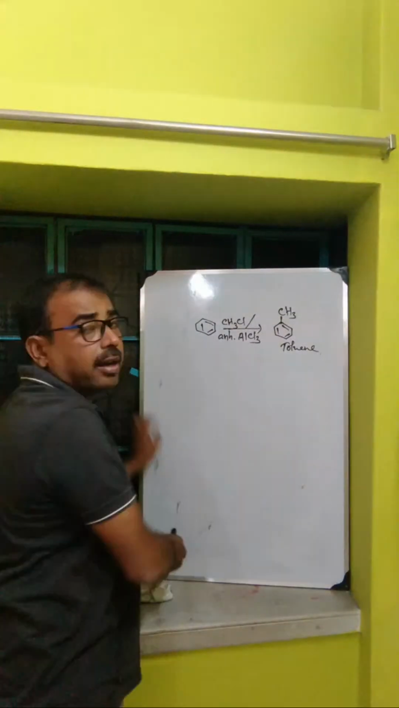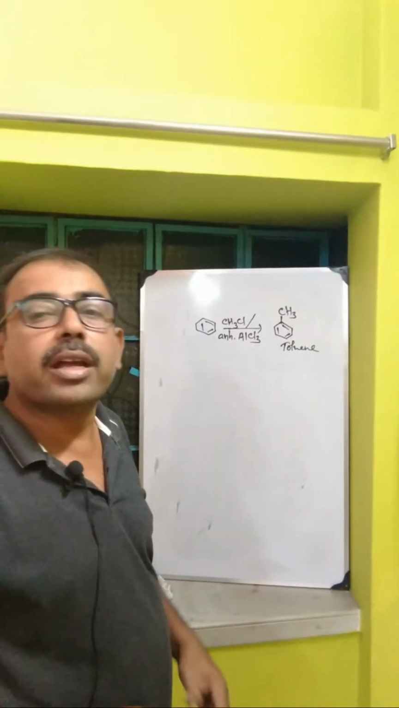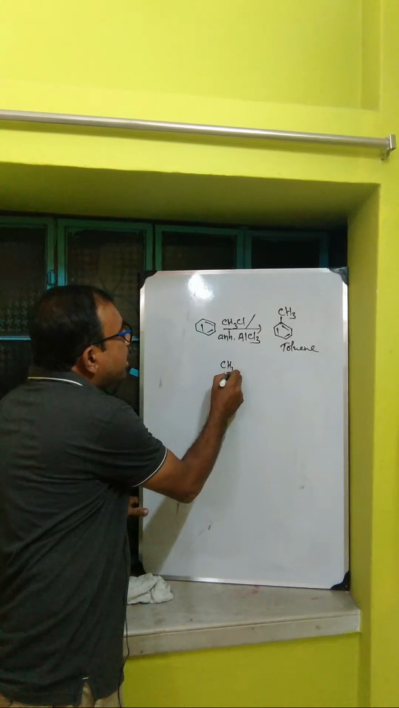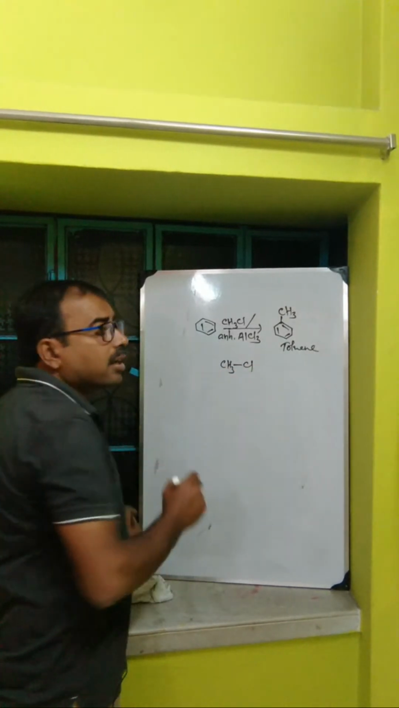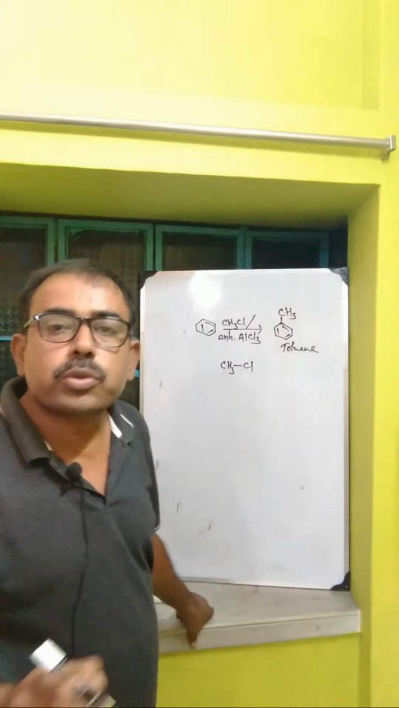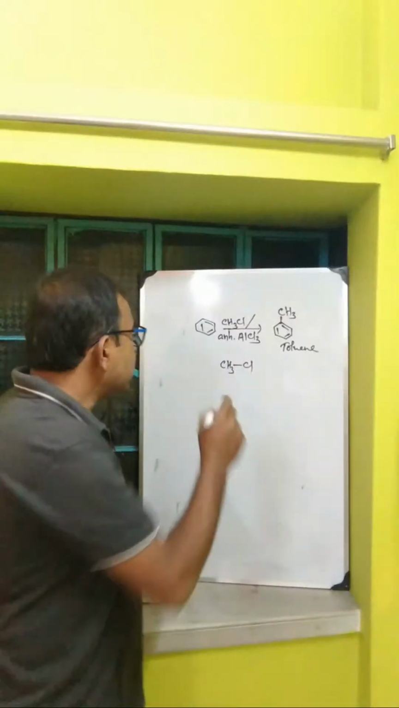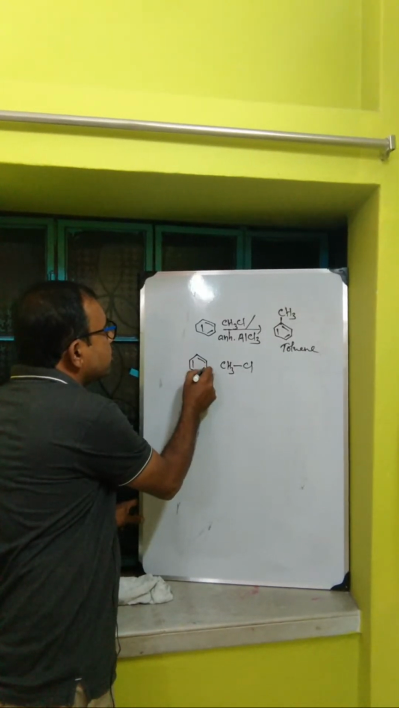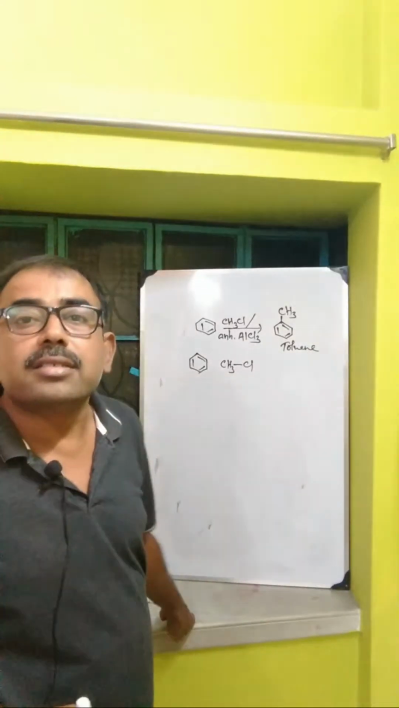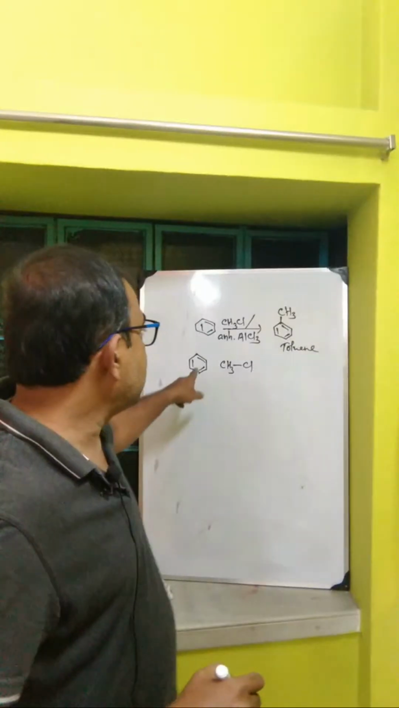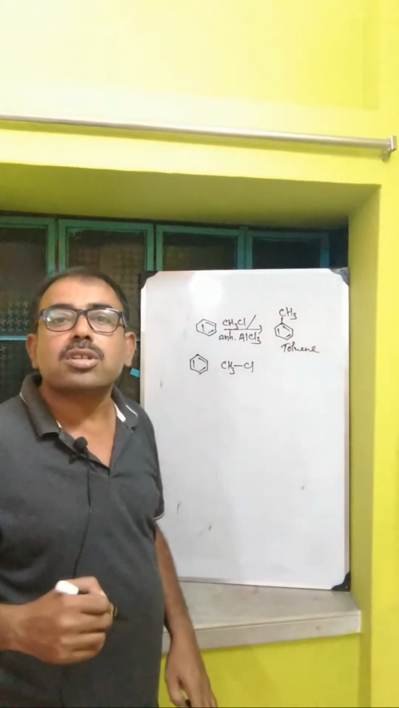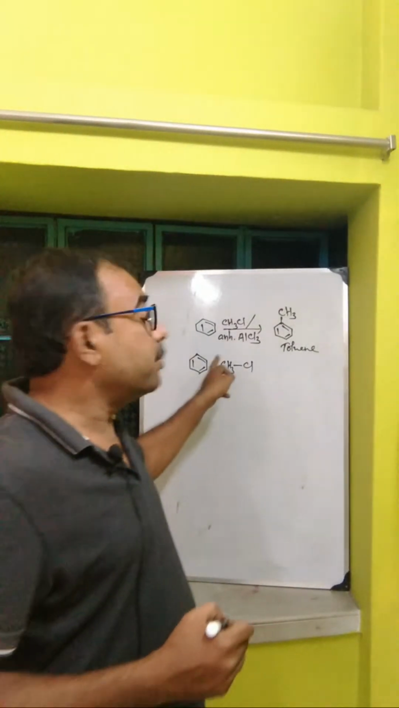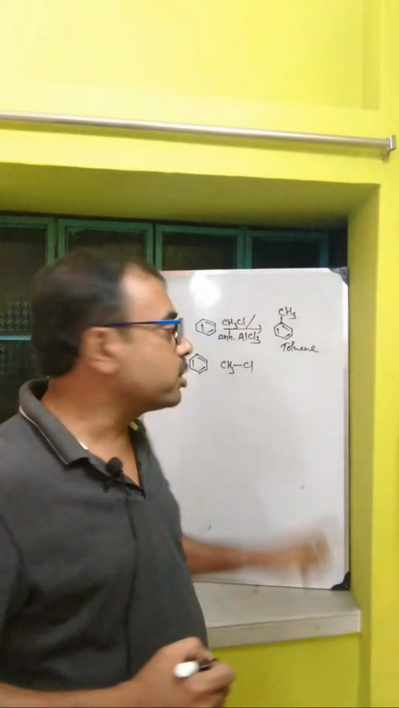AlCl3. Now already I discussed that aluminum chloride, being a Lewis acid, will accept a lone pair of electrons from the chlorine atom of CH3Cl. Now if we do not use aluminum chloride, still the reaction can happen. Benzene has pi electrons, and those pi electrons are not tightly held by the carbon atoms, so they can easily be moved towards the positive center.